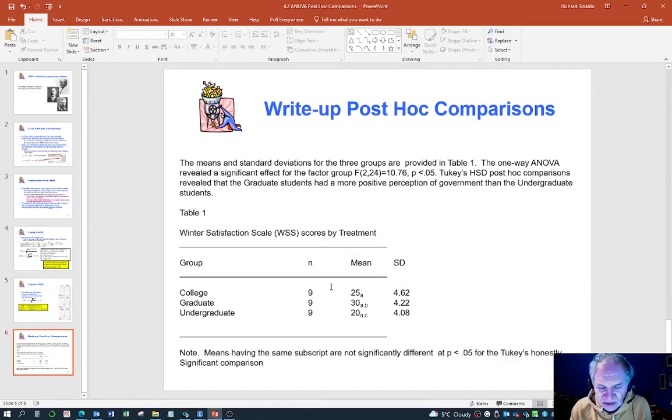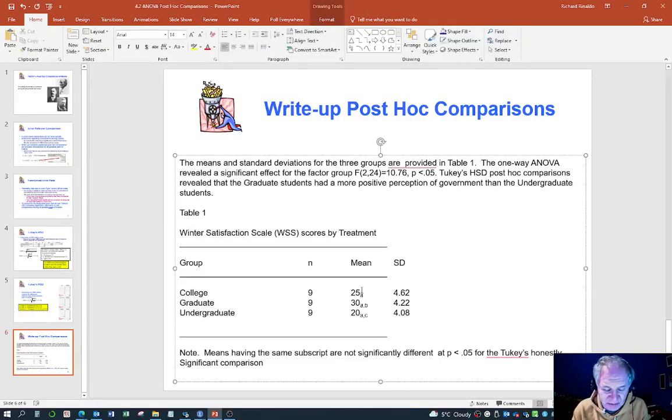Okay. And here is the lovely write-up for the post hoc comparisons. It's a little funky. Means that have the same subscript are not significantly different. So college, grad, and undergrad, these three, there's no differences there, but there is a difference between B and C, which is the grad and undergrad. So there's where I see the different letter. Very funky. Okay. Now, let's go have some fun in SPSS.